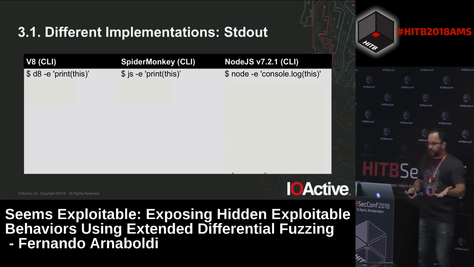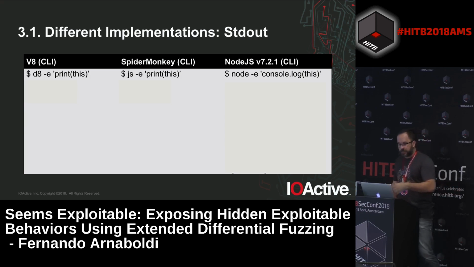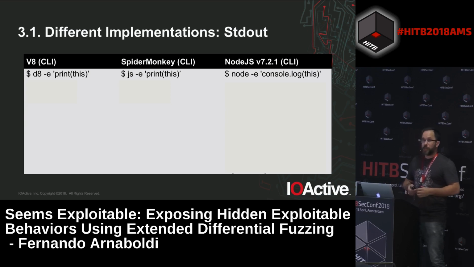The first one is when you're testing the standard output. This is the very first thing that we saw at the beginning. We were testing what was the output of 2 plus 2, right? So in here we have 3 different JavaScript parsers. The first one, V8, is made by Google, SpiderMonkey is made by Firefox, and Node, which in this case is using V8, so it should behave the same way.